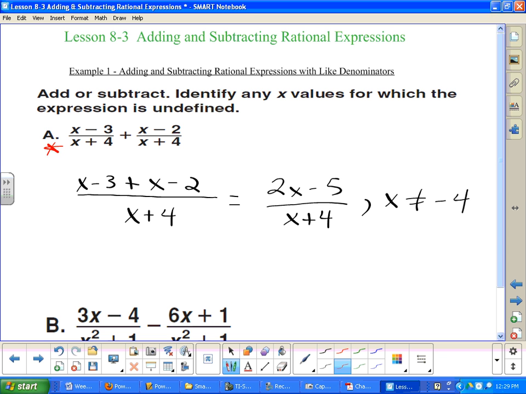Now the other thing is, we always want to check also, is it possible that I can simplify my answer? So is it possible that I could simplify this final answer here? And that would only be if I could factor the numerator and have x plus 4 as one of my factors. But with 2x minus 5, there's no way to get an x plus 4, so I'm done. That's my answer then.